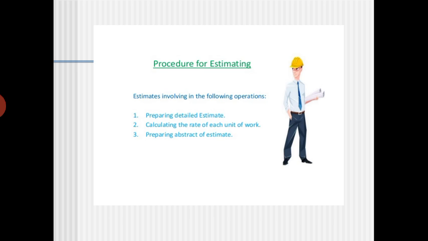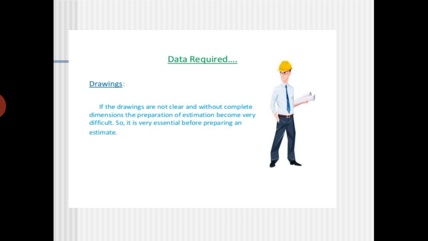Maybe I have already sent you the abstract and the detailed estimate. Go through the notes which I have already sent to you in your previous classes. There you can see the table, and I have given one example also, what is the detailed estimate and what will be the abstract of the estimate. Some of the data required: if the drawings are not clear, it is very difficult to estimate the cost of the building. So the first very important thing is that the drawing should be clear.